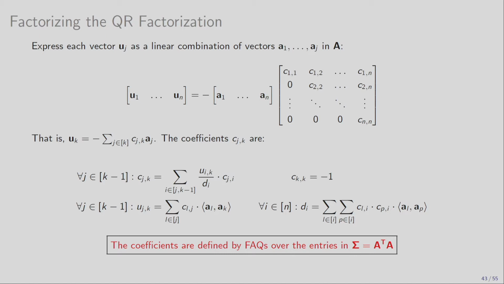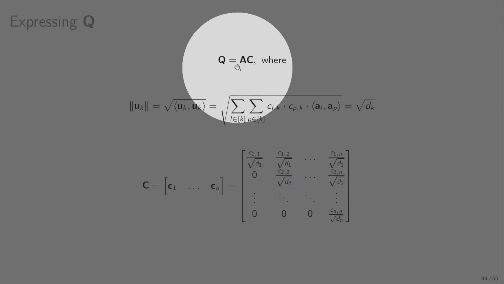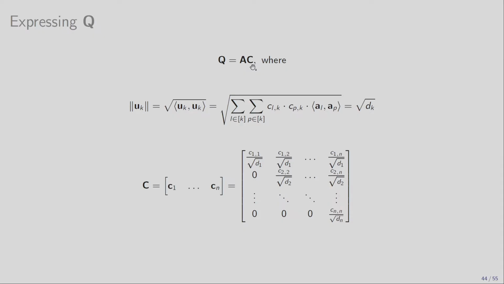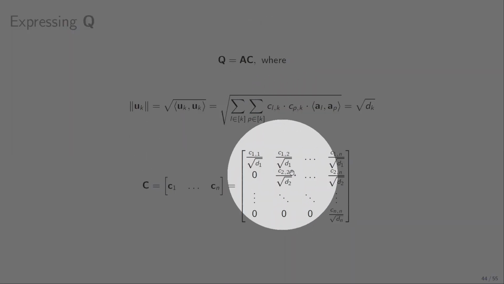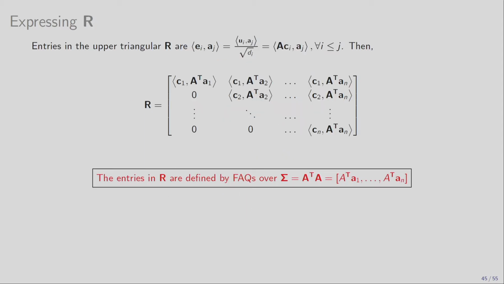These coefficients are defined by FAQs over the entries in sigma, and we can then express Q in this form as A times C, where A is our query result, and C is this matrix I just mentioned to you, which is n by n. And C can be computed efficiently.